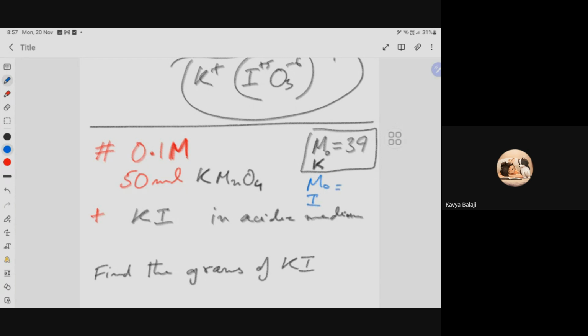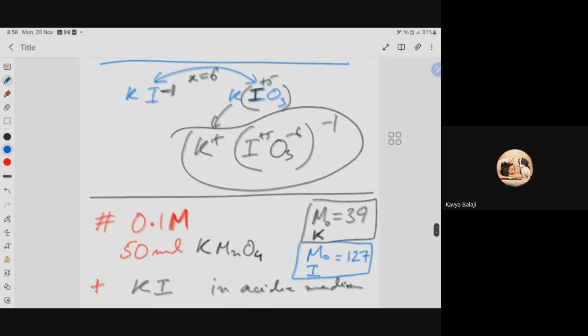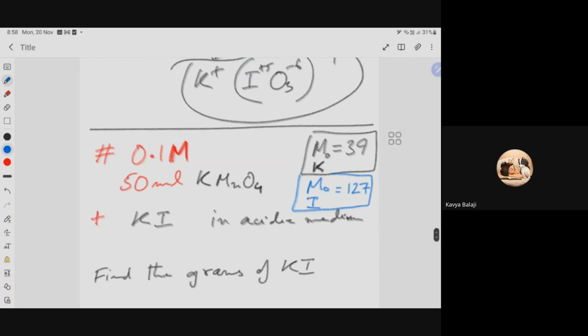39. Molar weight of iodine is 127. Okay, by the way, did it oxidize to this only? It is given. Okay. It oxidized to KIO3. It could have been given that it liberated iodine. Then what was it?